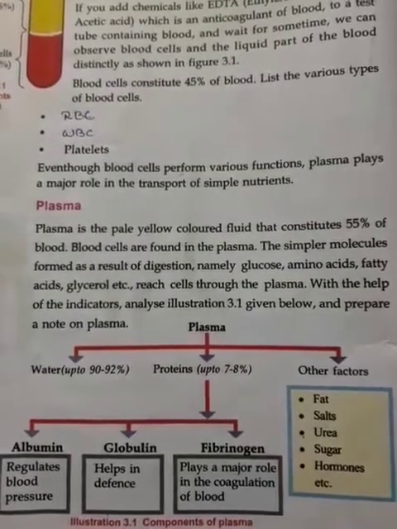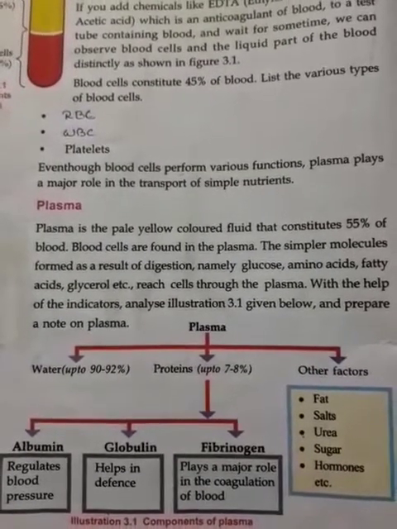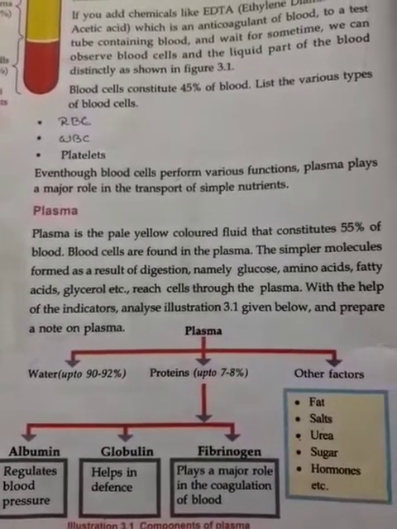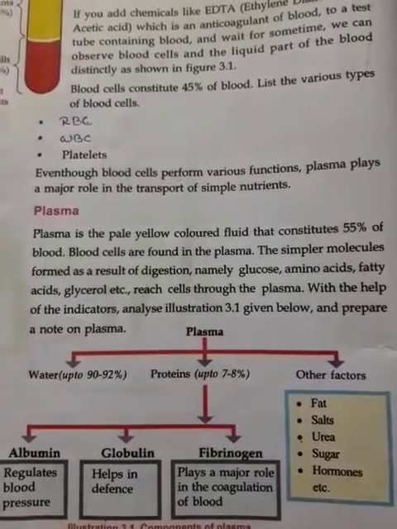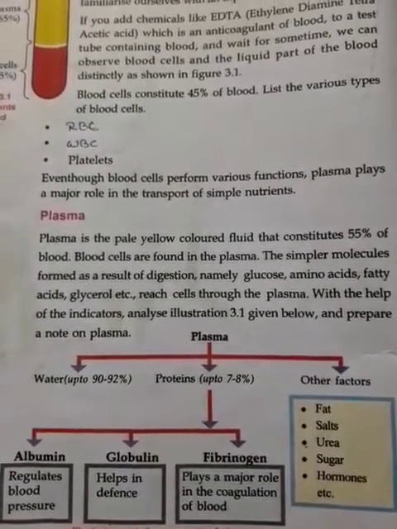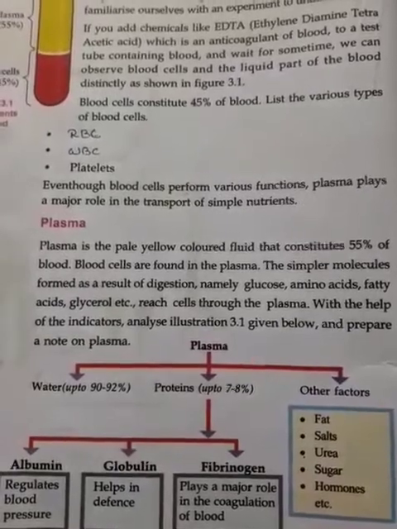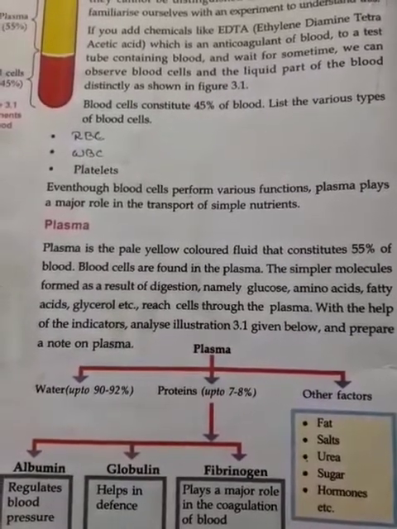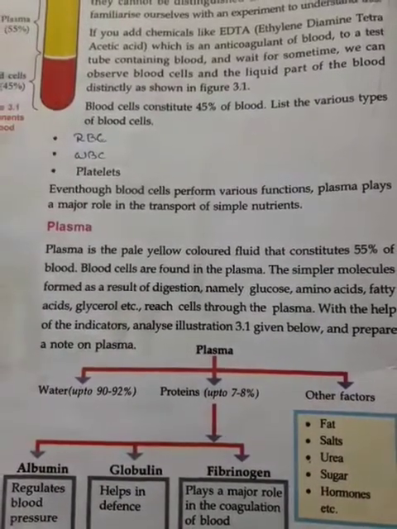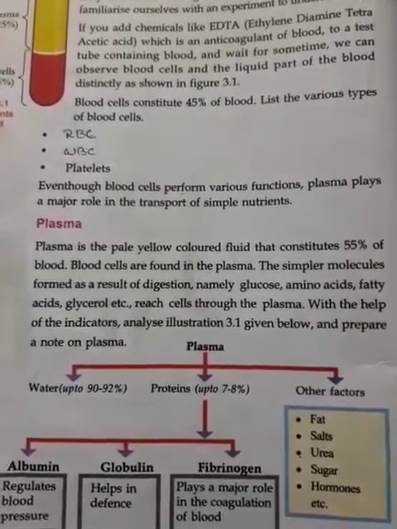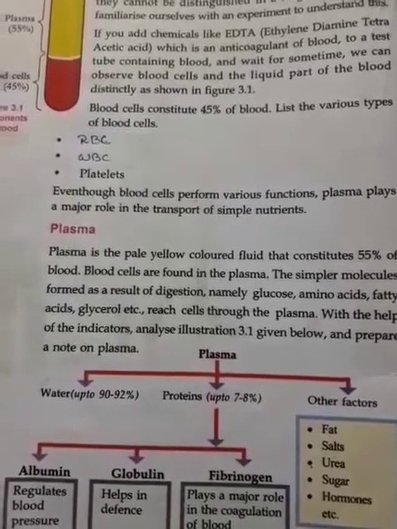Next we discuss plasma. Plasma is the pale yellow colored fluid that constitutes 55% of blood. Blood cells are found in plasma. We know different types of blood cells are present: RBC, WBC and platelets. These are found in the plasma. Then what is the function of plasma?